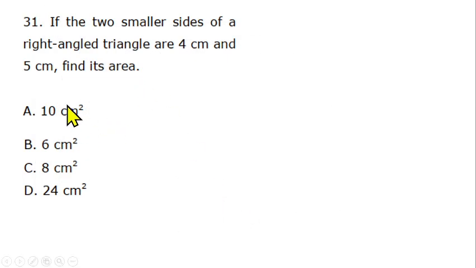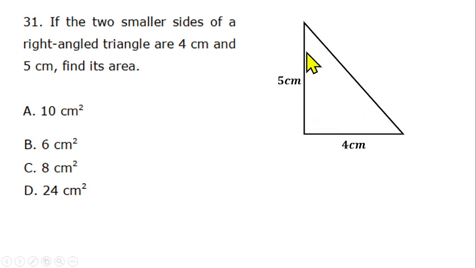Question number 31 is from mensuration of plane shapes. If the two smallest sides of a right-angled triangle are 4 cm and 5 cm, you have to find its area. So if you have a right angle triangle, the two smallest sides, one of them is 5, the other one is 4.